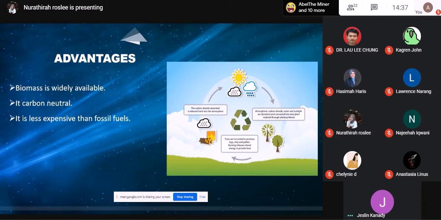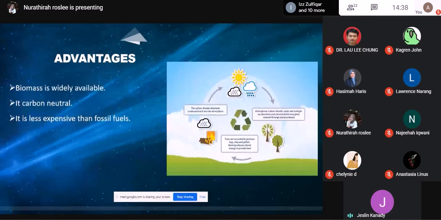The third is biomass is less expensive than fossil fuel, or in other words, is much cheaper. So producing biomass energy does not involve capital outlay. Fossil fuel production involves high upfront capital costs, such as drilling to reach the oil well, constructing gas pipelines, and collecting the biomass fuel.